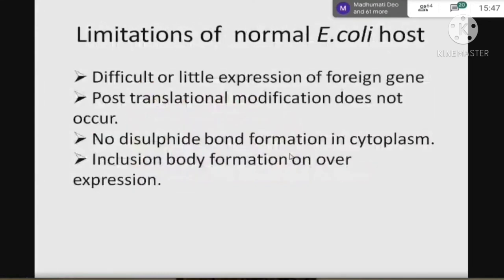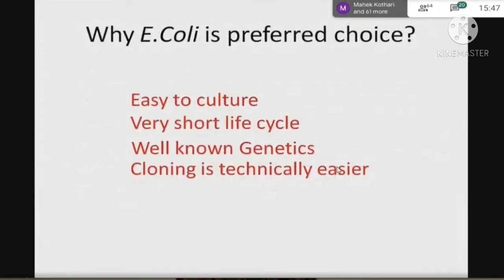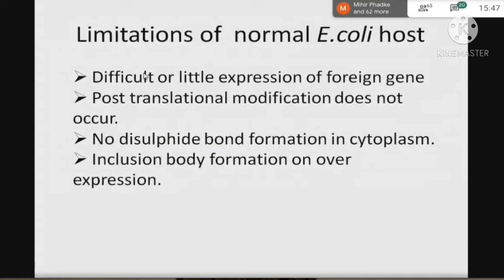So what are the limitations? We have seen that these are the advantages of working on E. coli. We use E. coli as a source of production of recombinant protein. Limitations of E. coli: difficult or little expression of foreign genes. Sometimes we don't get expression or very little expression. If we don't get expression, we have cloned, but we will not get protein. Then the whole exercise becomes futile.